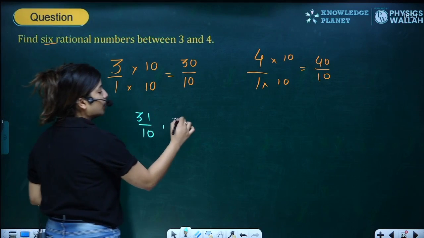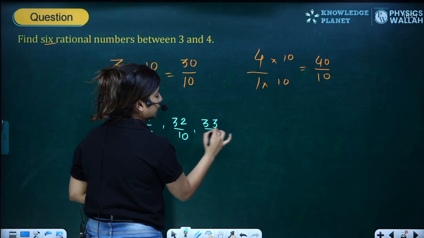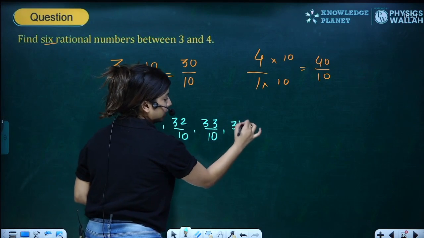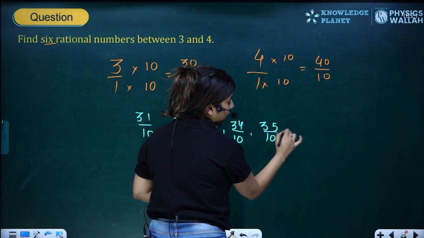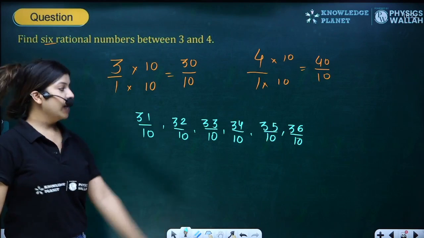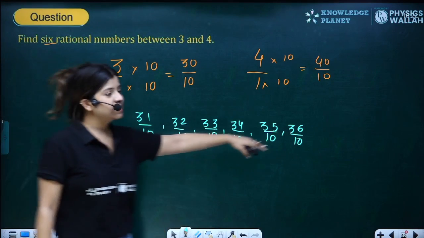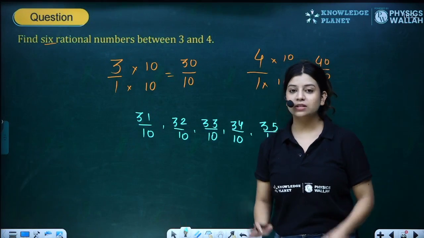So next number will be 32 by 10. Next will be 33 by 10. Next will be 34 by 10. Next will be 35 by 10, and the other will be 36 by 10. So these are the numbers that we can take. These are the 6 numbers that will come in between 3 and 4. I hope this thing is clear.